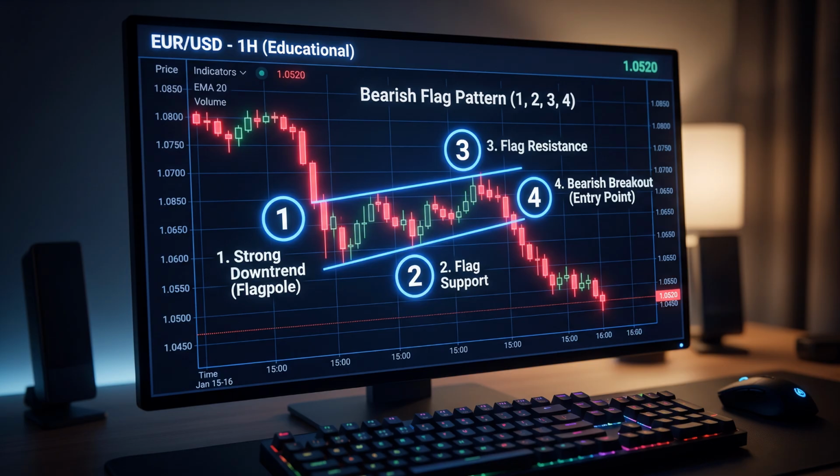Next, looking at circle number 3, the flag resistance, the host explains that this top blue line is the ceiling. Every time the price hits it, sellers push it back down. This upward sloping channel is the actual flag, and even though the price is moving up, the volume is usually lower. It is a temporary pause, like a rest stop on a highway, before the downward journey continues.